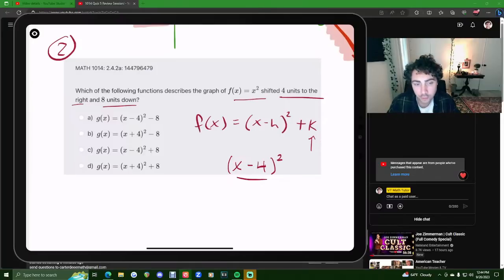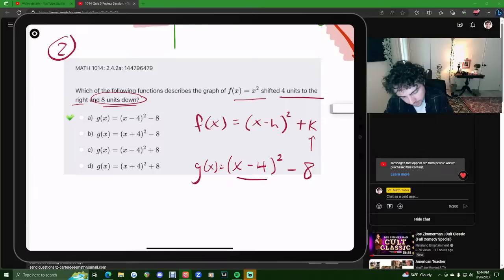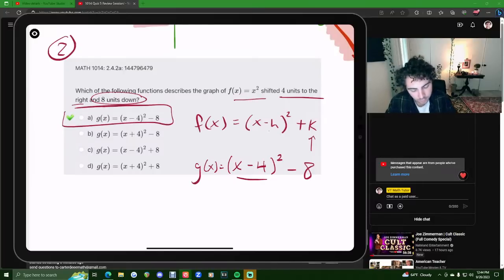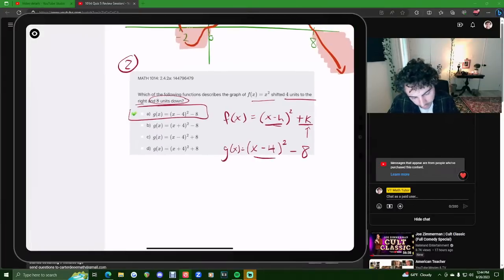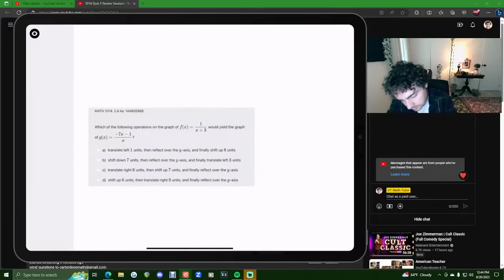And then k is our vertical change. And k is a little more intuitive. It's more direct. If you say plus 8, that means we're going up 8. And if we say minus 8, that means we're going down 8. And we want to represent 8 units down, so we are going to subtract 8. And I guess they want to call this g of x, so we're going to call it g of x. x minus 4 squared minus 8, and that is option A. That's all there is to it. So horizontal shift, vertical shift, anything inside the parentheses, do the opposite. Anything outside the parentheses, it's not the opposite, it's just more direct, more intuitive. All right, that was number 2. Let's do number 3.